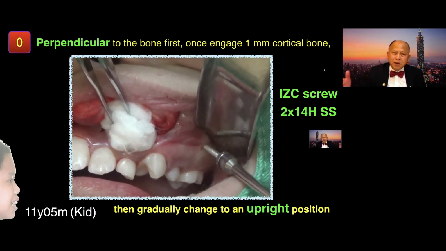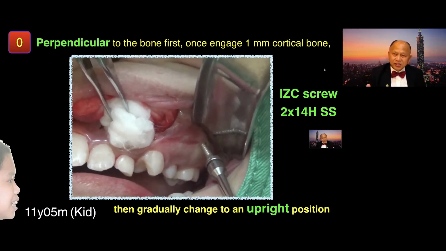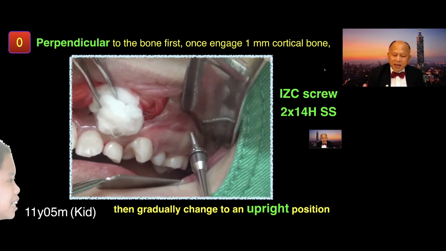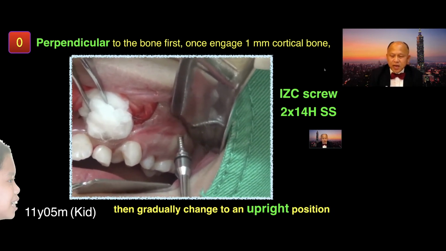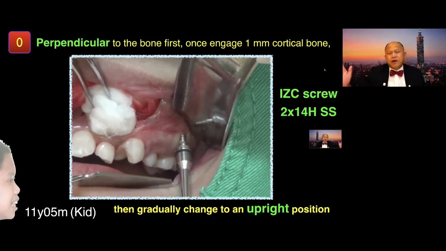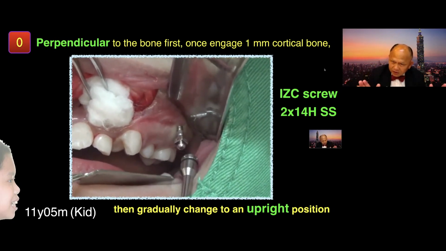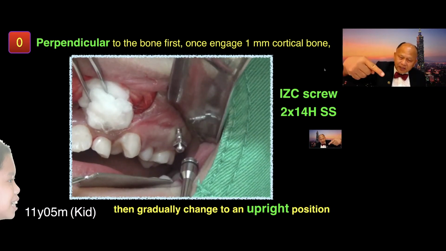So the first step is perpendicular to the bone. Once you engage 1 millimeter of cortical bone, then gradually change to an upright position. Why upright position? You want to stay away from the root and you want to engage the cortical bone. Upright position. Did you see that? First, we are perpendicular, catch the bone, and we keep screwing and gradually change the direction.